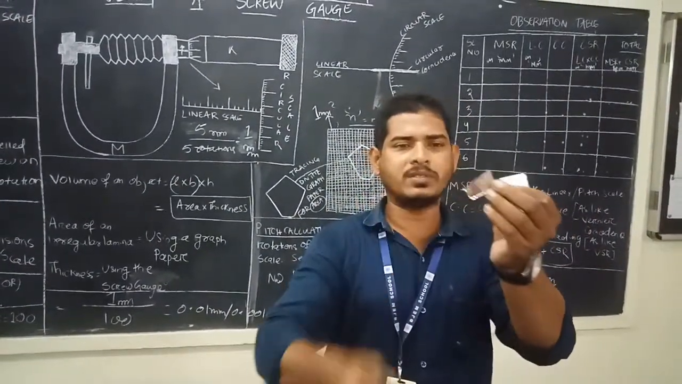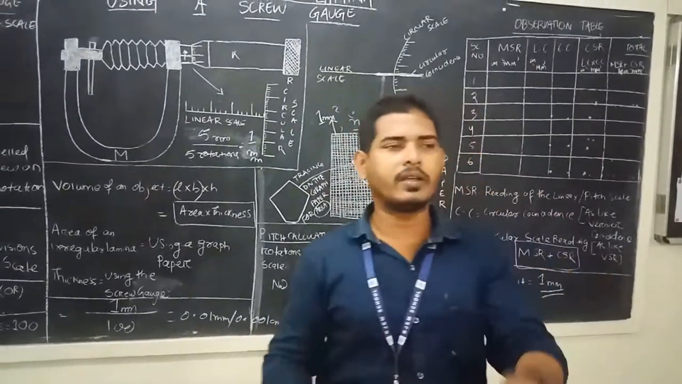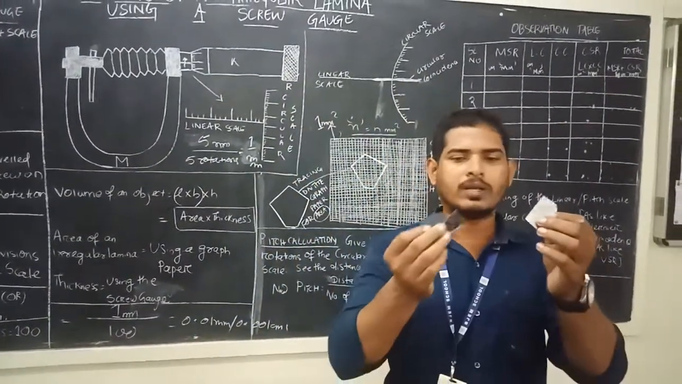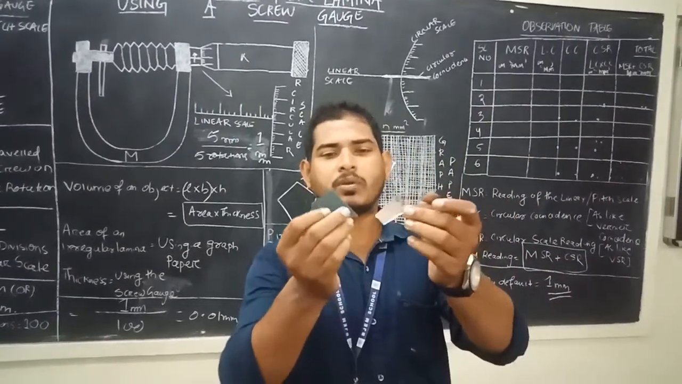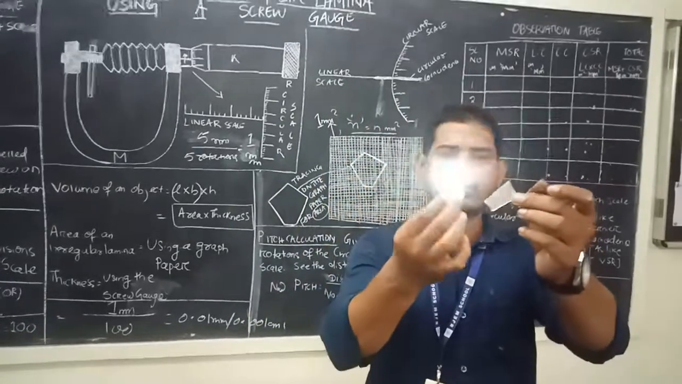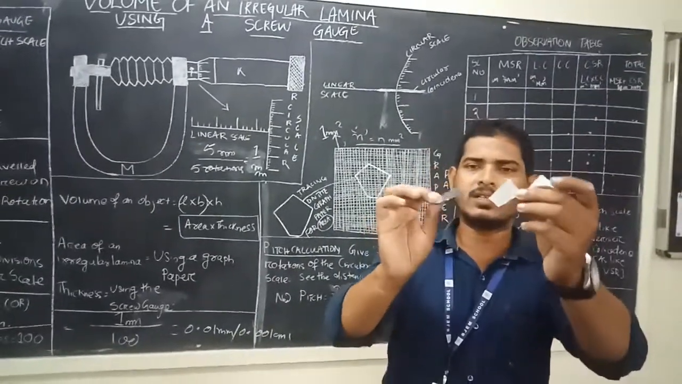These are broken glass pieces. You can take any broken metal pieces also, or glass, but it should have some thickness so that you can find its thickness properly. Now these three are broken glass pieces. These are known as irregular lamina.